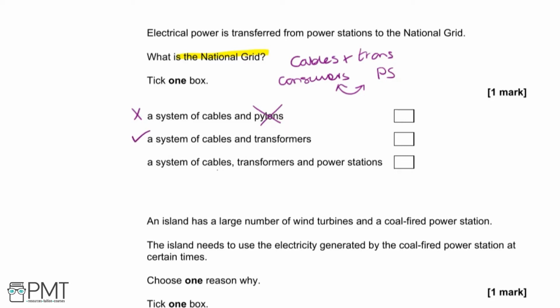Is it a system of cables, transformers and power stations? Okay, well, power stations and consumers are what are connected by the national grid. They're not part of the national grid themselves, so that means this last one's incorrect too. So the middle one is the correct answer.